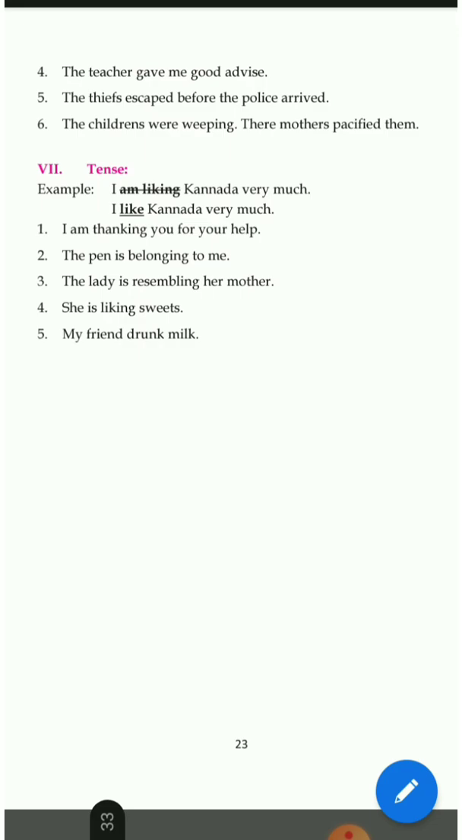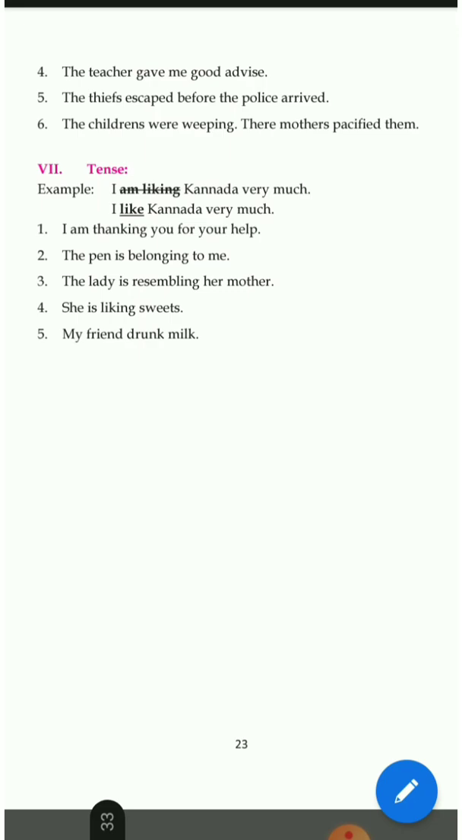Next one. The pen is belonging to me. Again, that is wrong. Stative verb. So it has to be the pen belongs to me. Not belonging. The pen belongs to me. Next one. The lady is resembling her mother. Again, the lady resembles her mother.